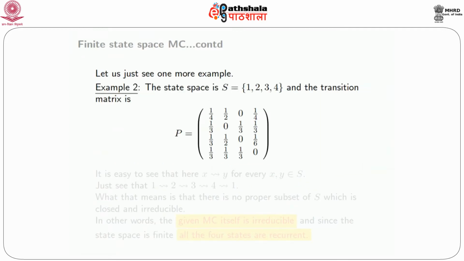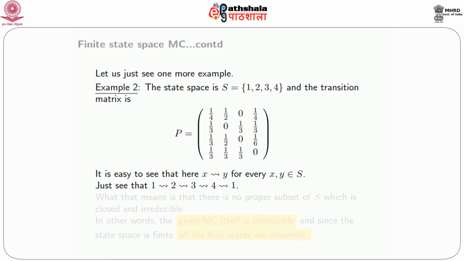Here there are 4 states, and the transition matrix is given by this. Now you can do this as an exercise: verify that in this particular case, for every x, y in S, x leads to y. For example, 1 leads to 1, 1 leads to 2, 1 leads to 4 in one step itself. Does 1 lead to 3? Well, 1 leads to 2 in one step, and then 2 leads to 3 in one step. So therefore 1 leads to 3. 1 can go to 3 in 2 steps with positive probability, and so on and so forth.